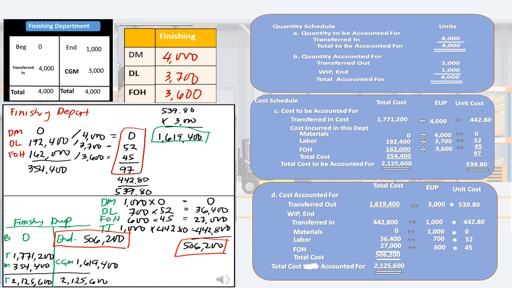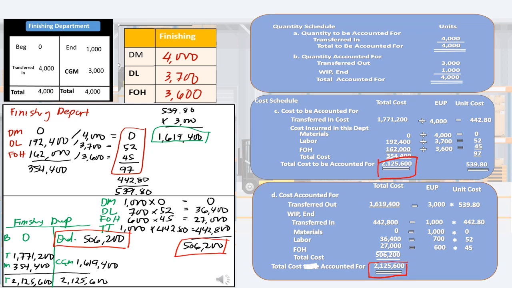So therefore, the work in process in total dun sa last department is 506,200. So pag in-add natin yung work in process ending na 506,200 tsaka yung transferred out na 1,619,400, so magtatali tayo dun sa cost accounted for na 2,125,600, which is equivalent or equal doon sa ating cost to be accounted for sa taas na 2,125,600.